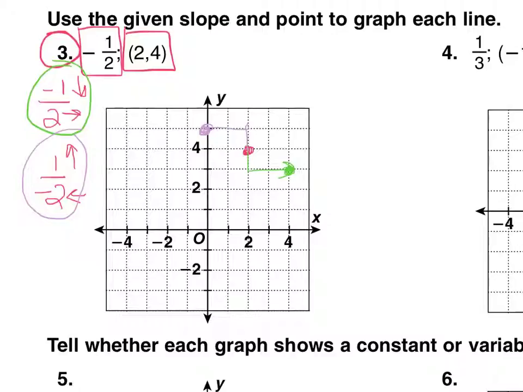Now guess what? I could keep going. From here I could go up 1 and to the right 2 and get another point. Or if I wanted to, from this point here, I could go down 1 and to the right 2. I'm off the grid, but there would be another point. So you could keep going on forever if you want, but you really only need 2 points to draw a line. And you'd go ahead and get yourself a nice ruler, and you'd connect your points, and you would be able to draw a line.